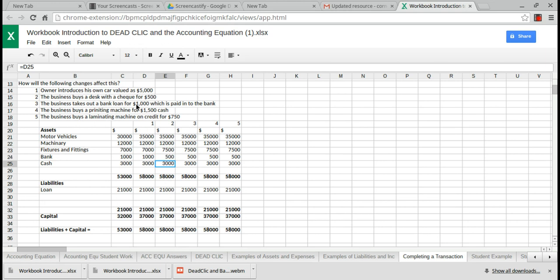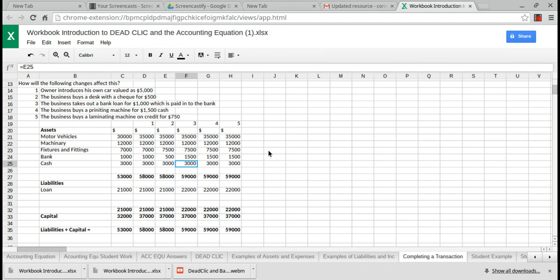Number 3, takes out a bank loan for $1,000 and is going to pay that into the bank. So we need to increase our bank loan by $1,000 because we now owe $1,000 to whoever we've taken the loan out from, whichever bank. However, the bank that we've got as our main account is going to increase by the same $1,000, and hopefully our assets still equal our liabilities and our capital, which they do.